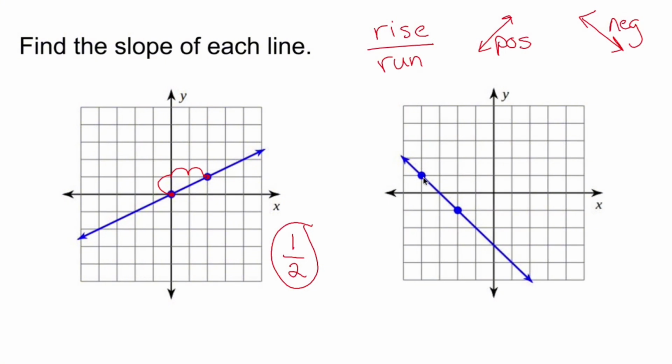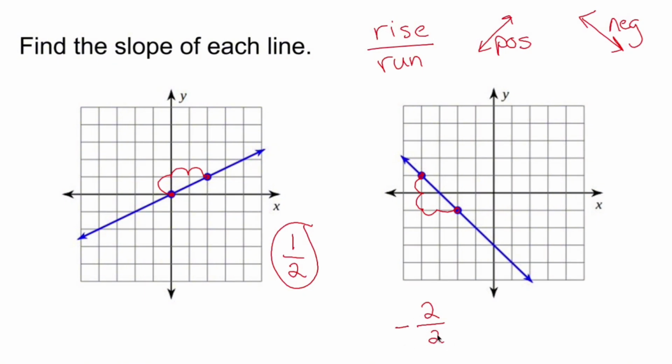Now this guy, here's my 2 points that I'm given. So here's a point, here's a point. I'm going to do my rise over run. So I'm going to go down 1, 2, and I'm going to go right 1, 2. So down 2, right 2. But not only do I have to worry about the numbers, I know it's a negative slope because it's going down and to the right. So negative 2 over 2.